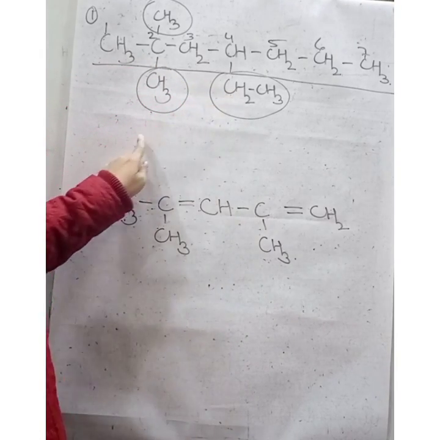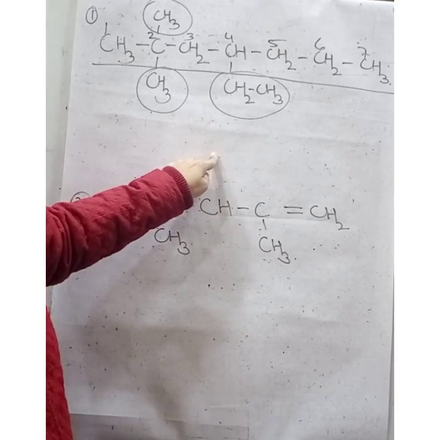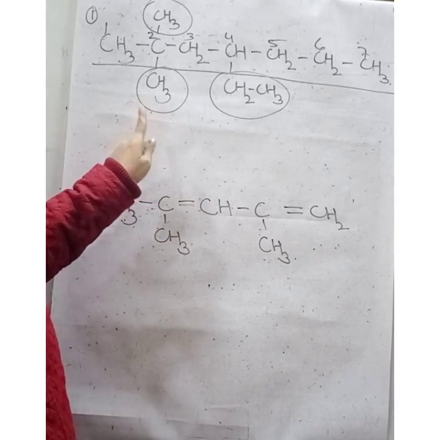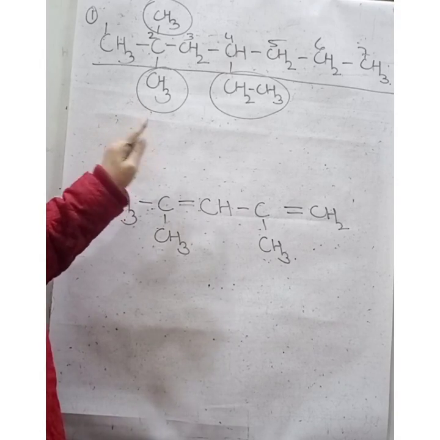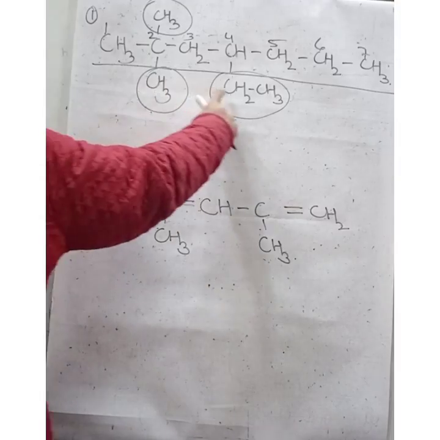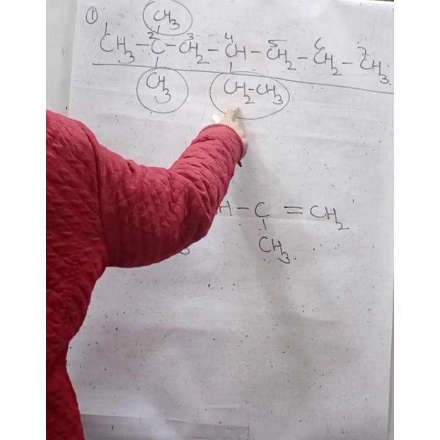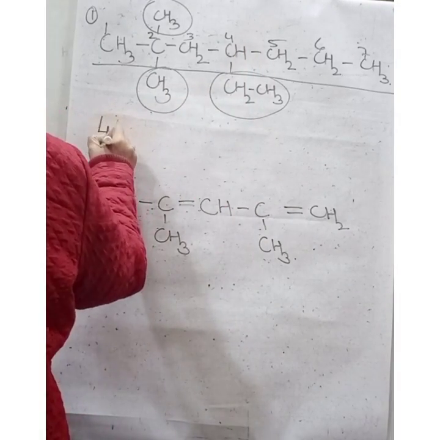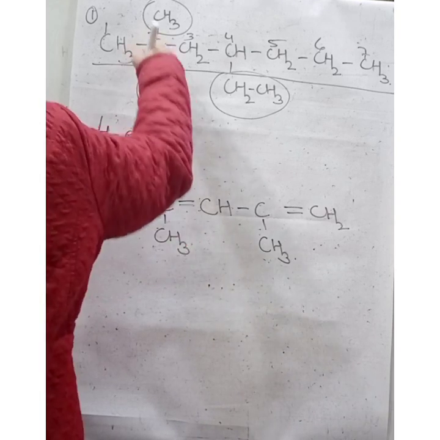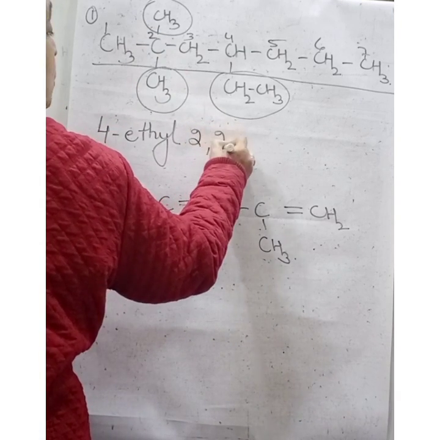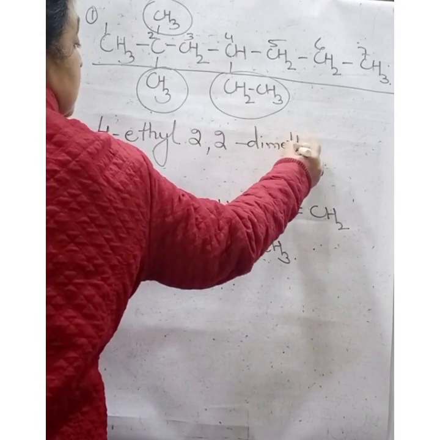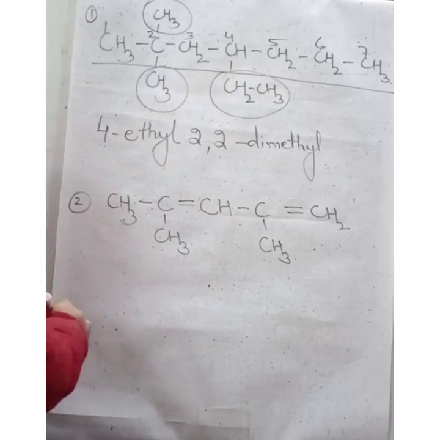Now while writing the substituents in alphabetical order, we don't consider the D of di, right? We consider the first letter of the substituent. So this is methyl and this is ethyl. So ethyl comes first in alphabetical order. So the position is 4-ethyl, then 2,2-dimethyl. So this is my position and prefix.